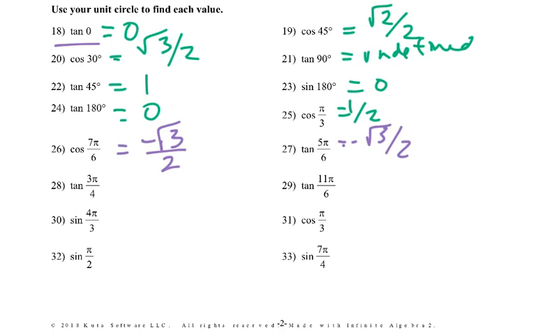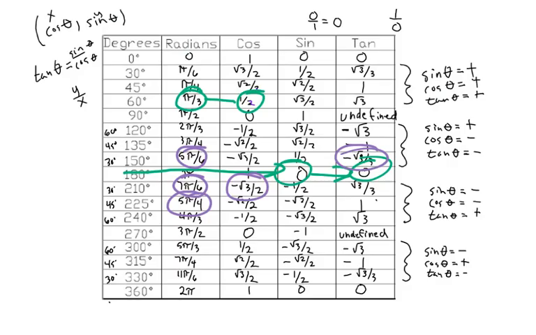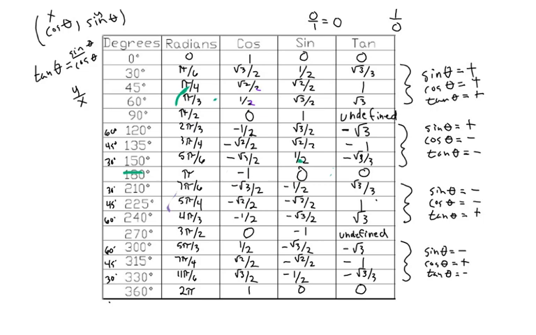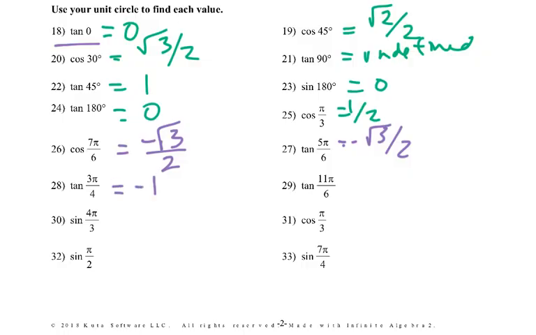Okay, now 3 pi fourths, the tangent. So 3 pi fourths is right here. The tangent is negative 1, I believe. Yep, negative 1. And then we also wanted the tangent of 11 pi over 6, which is negative square root of 3 over 3. So negative 1, negative square root of 3 over 3.